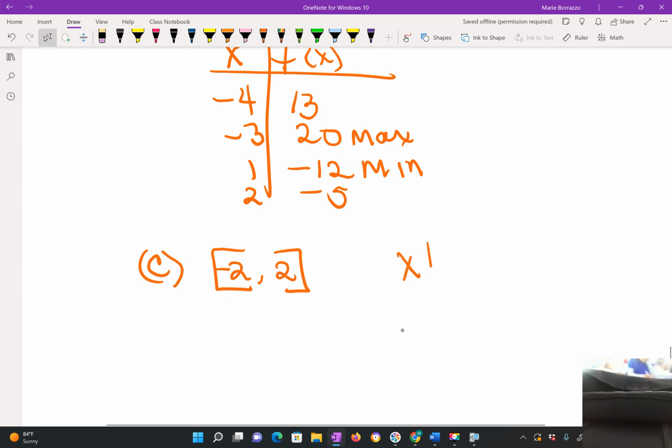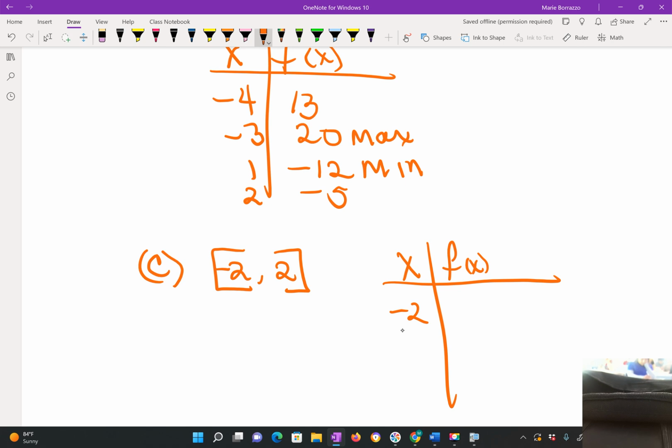If I do a t-table, what am I getting? -2, 15. +2, and 1. Yeah, so 15, what'd you get for 1? It was -12, right? Yeah. And for 2, we got -5 last time. So we have, just on this interval, an absolute max of 15 and an absolute min at -12.